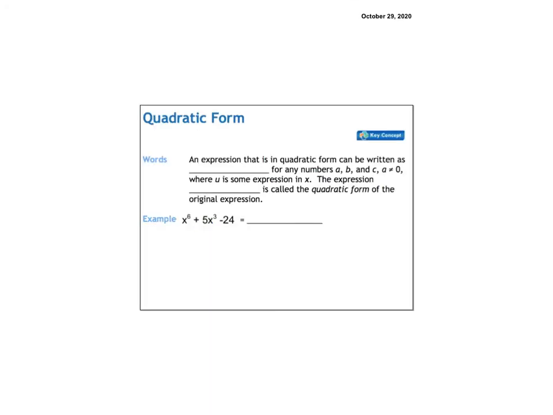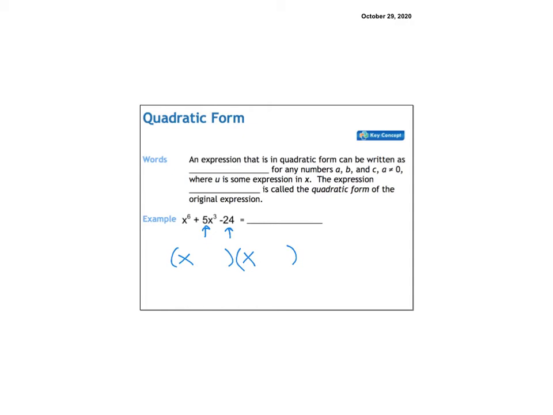All right, so this last piece we're going to talk about is an expression that's in quadratic form. So I want you to think back about when we were factoring quadratics. So we're trying to find two numbers that add up to the middle and multiply to the end. So let's start there. All right, I'm going to throw my x's in here. We're trying to find two numbers that add up to 5 and multiply to negative 24.